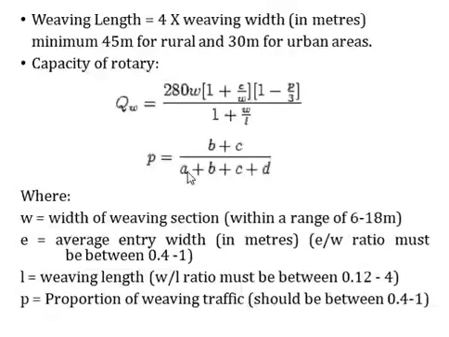E stands for average entry width. IRC recommends E by W ratio of 0.4 to 1. L stands for weaving length. W by L ratio must be between 0.12 to 4. And the proportion of weaving traffic is determined by P, which should be between 0.4 to 1. I'll show in the next slides how to determine the proportion of weaving traffic.